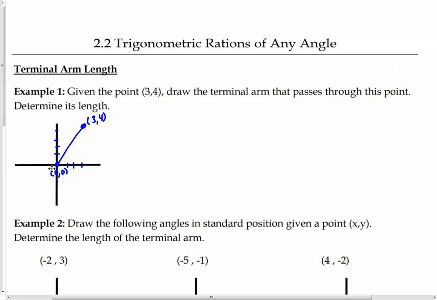Okay. Now if I asked you to find, it says draw the terminal arm that passes through this point and determine its length. How could we find its length? Kind of gave you some hints already.